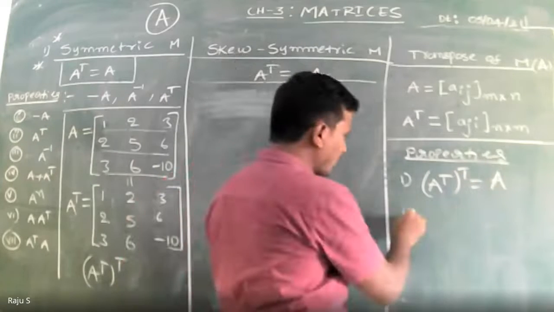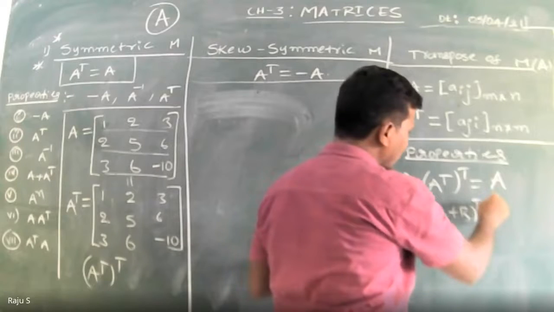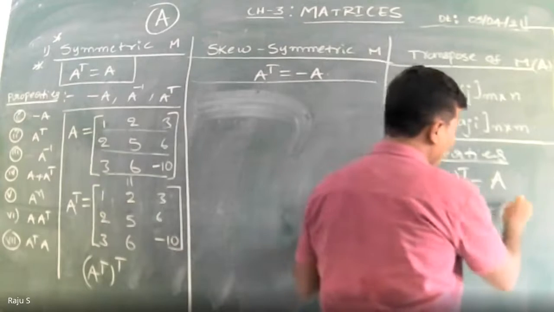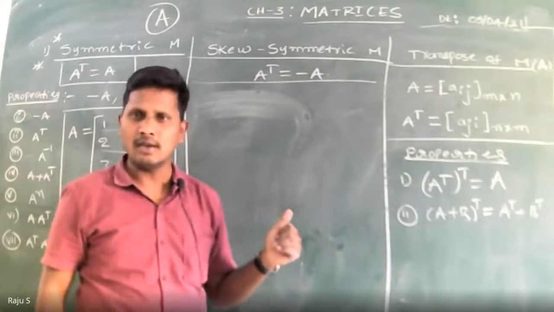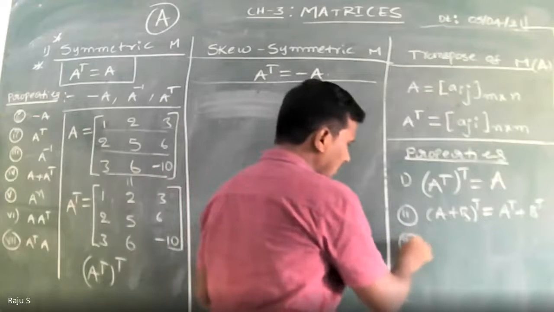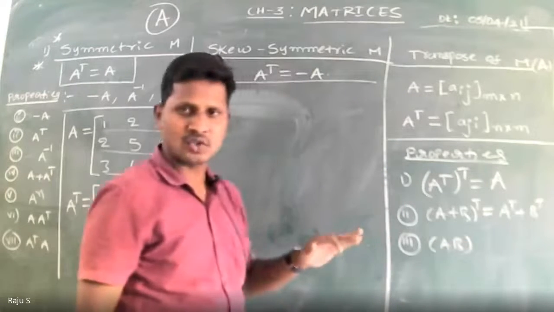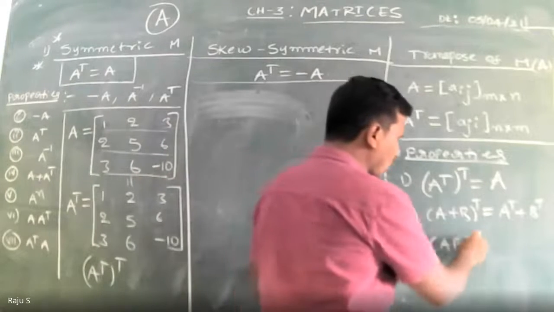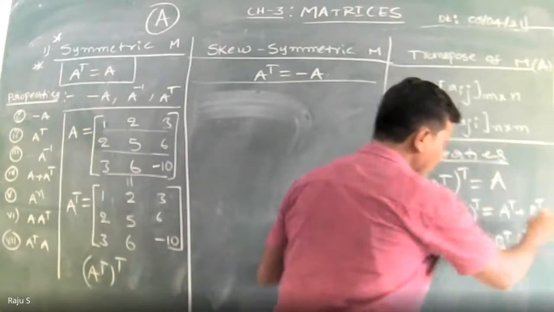The second property is that A plus B, whole transpose, can be written as A transpose plus B transpose. Like that. And also the third property is a very important property. When I take the multiplication, AB whole transpose is clearly equal to B transpose A transpose.